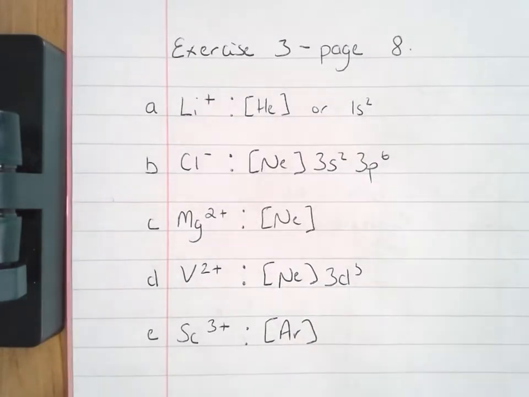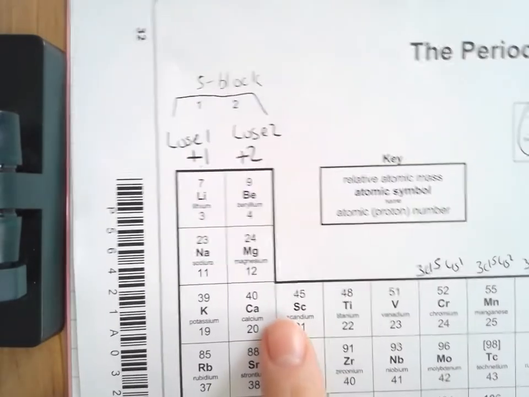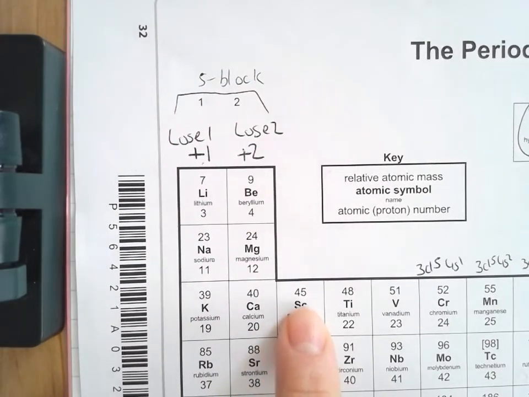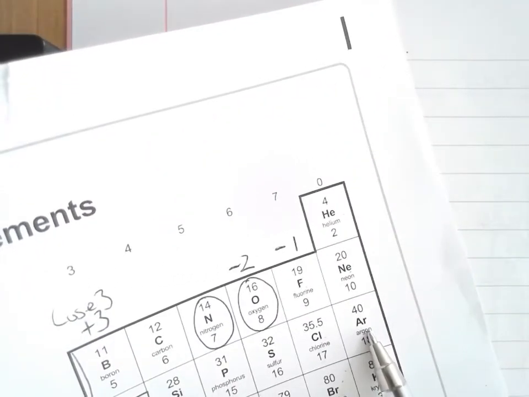With scandium, scandium is here. If scandium loses 3 electrons, it ends up with the same electron configuration as the noble gas in the period before it, which is going to be argon.